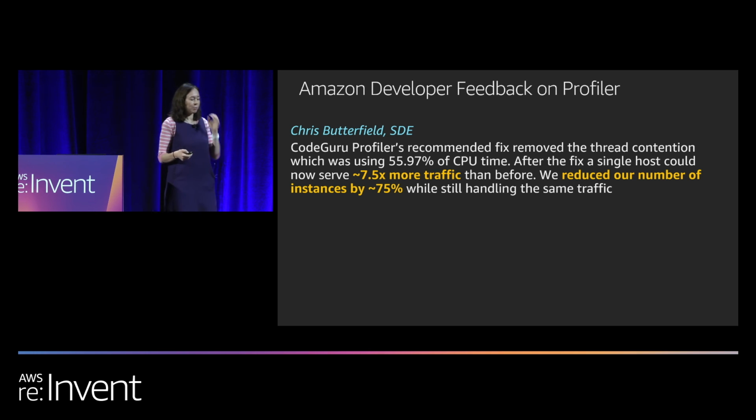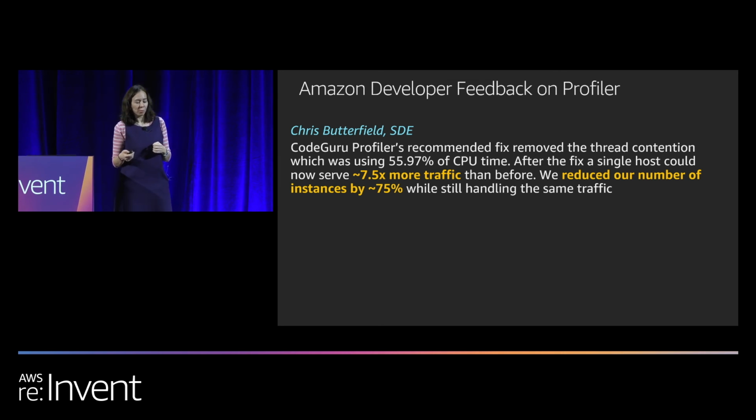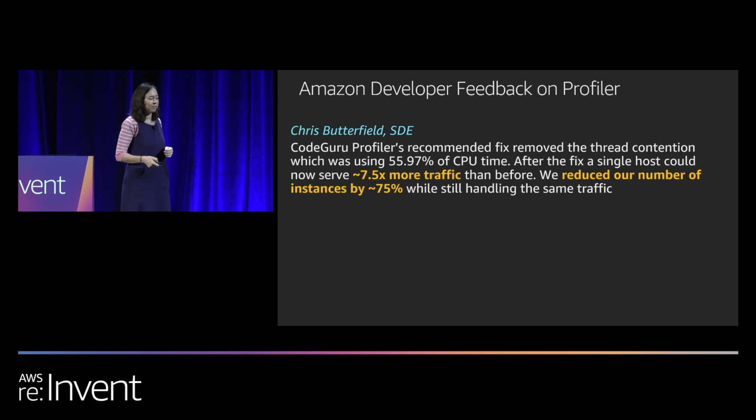And this is just an example with a couple of our engineers. So Chris is a software development engineer who was working on a performance issue where the performance was caused by thread contention, and the profiler found that problem and recommended a fix to Chris, who then, after implementing it, found that a single host could now serve 7 times more traffic than before. And he and his team were also able to reduce the number of instances by 75% while still handling the same traffic.